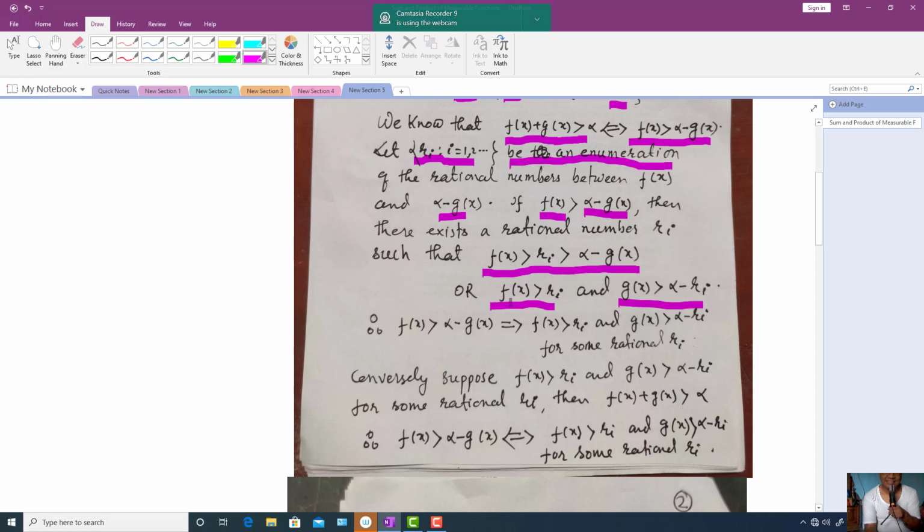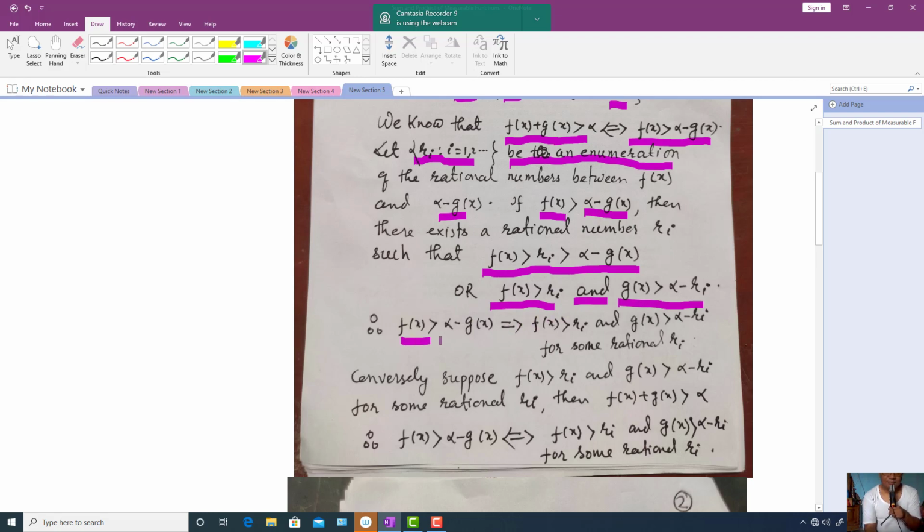The set of x such that f of x is greater than Ri. And this statement also can be converted into a set: x such that g of x is strictly greater than alpha minus Ri. So each statement can be converted into a set, and the conjunction "and" will be replaced by set intersection.